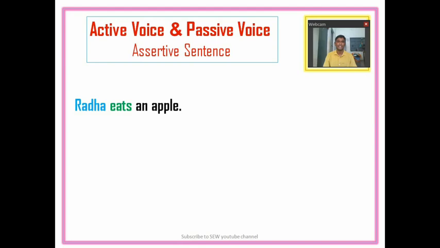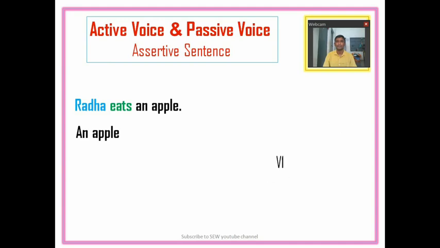Verb is eat, eats, object apple. Okay. So first, the object should be written: an apple. Next, we have to identify whether it is in V1 form or V2 form, because helping verbs are not present in the sentence. So identify: eat, eats V1; ate V2; eaten V3.